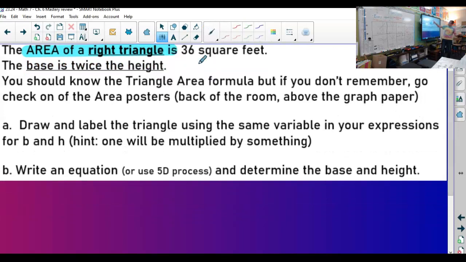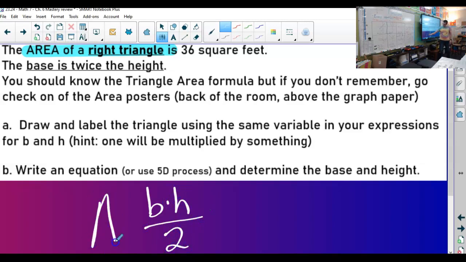Yeah, base times height divided by 2, or you could say 1/2 base times height. I like this formula better. It's not which one is better. I just like that one better.